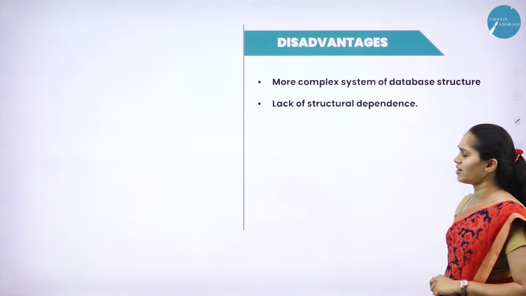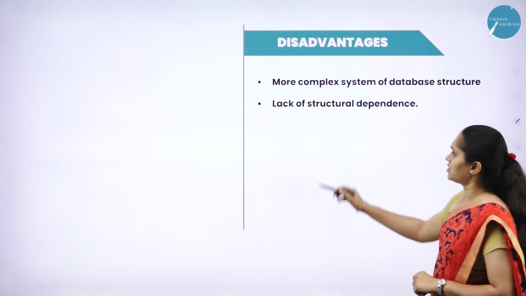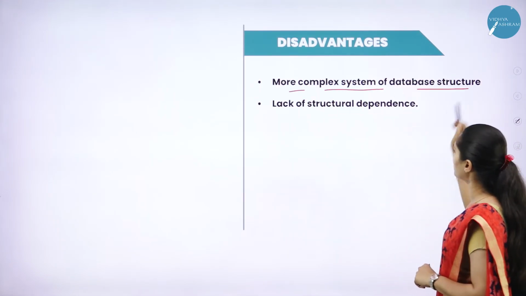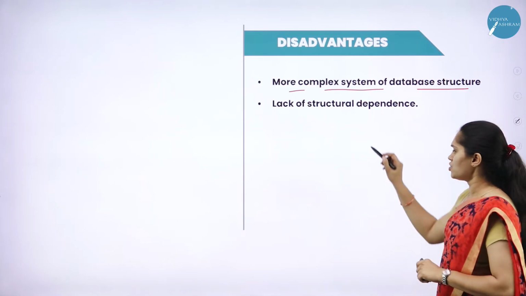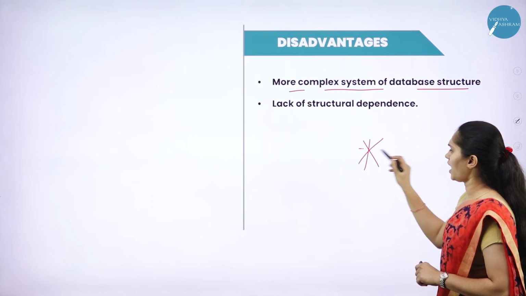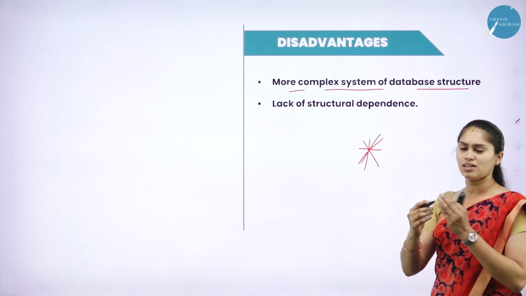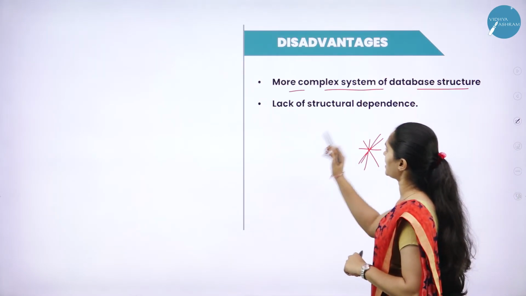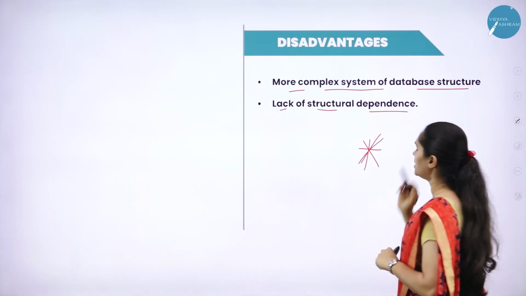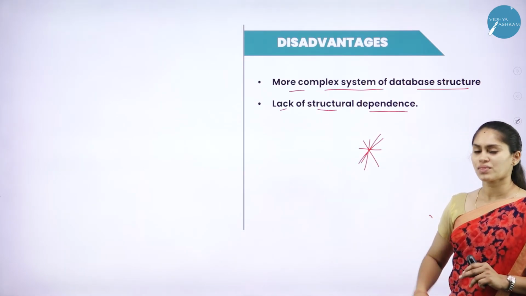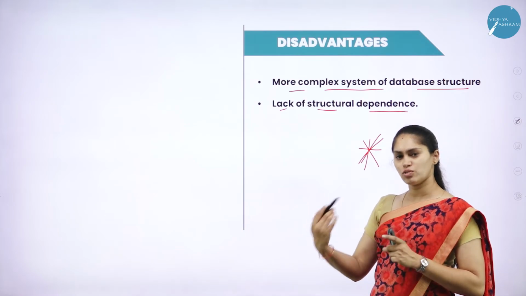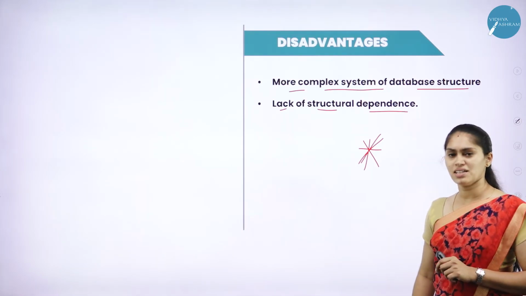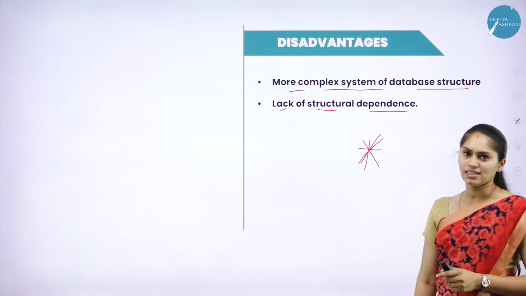But what are the disadvantages I can expect from this? Here it is a more complex system of database structure. With many-to-many relationships, we have to build in all the dimensions, so somehow it is going to be more complex than any other system. Lack of structure dependency. As I told, there is data independence, so there is no dependency from one entity to another entity.